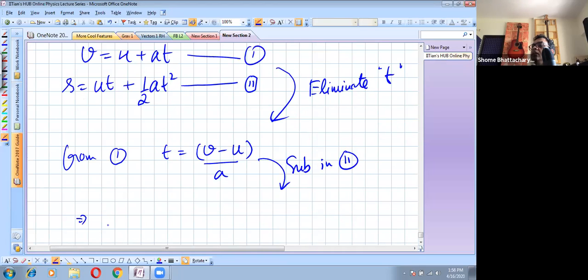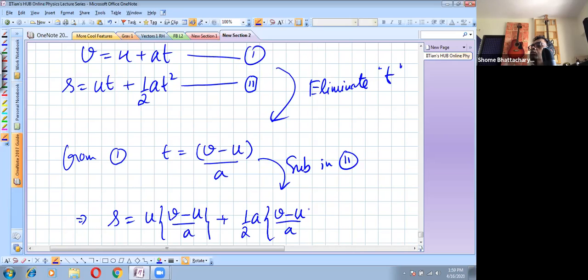So you get s is equal to u into t. So that is (v minus u) by a, plus half a into t square. So that is (v minus u) by a, the whole square.